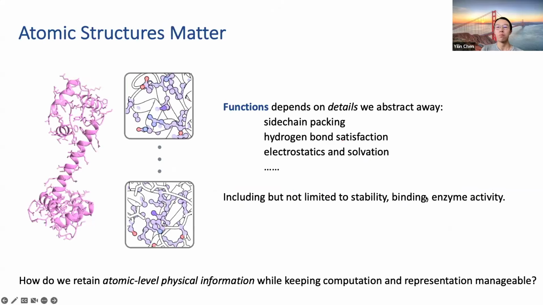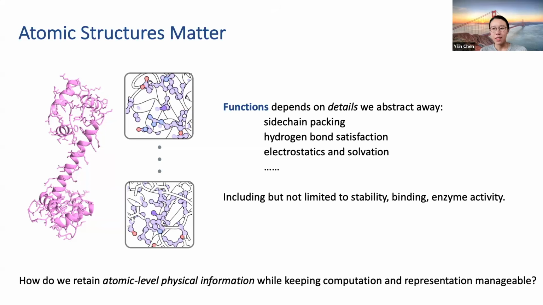But I think atomic structures matter. I came from a biophysics background, so it's very natural to me that when I look at a protein, I think about all these side chain atoms interacting. In the middle boxes, the atoms are interacting with each other. And this is actually, I think, what really determines function: these sidechain details that we abstract away in those representation models I just talked about. These are sidechain packing, hydrogen bonding, electrostatics and solvation. This affects a lot of aspects of proteins like stability, binding, enzyme activity, and so on and so forth.